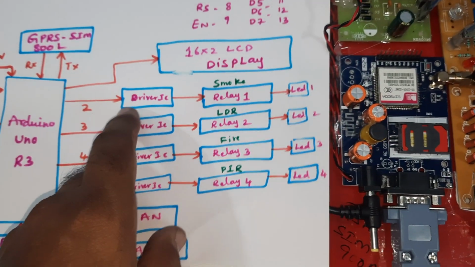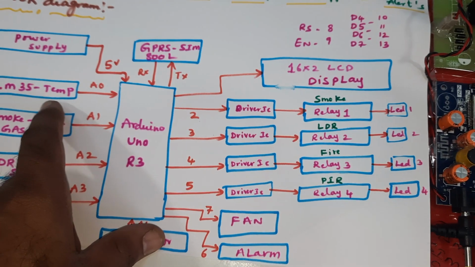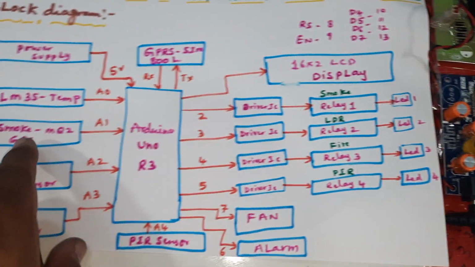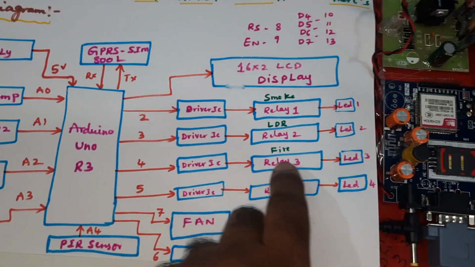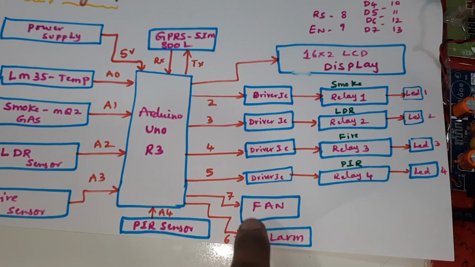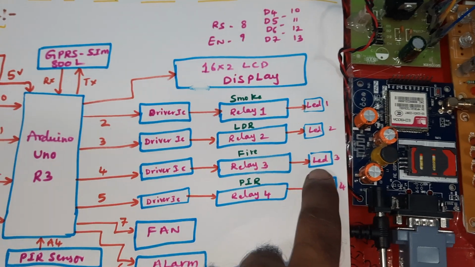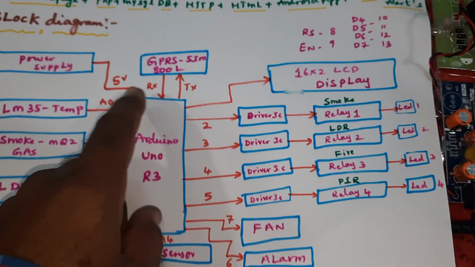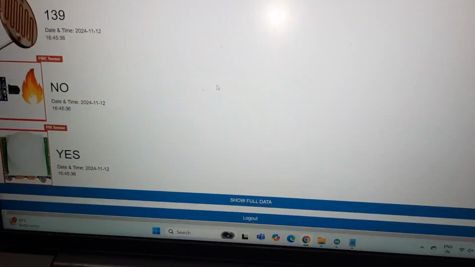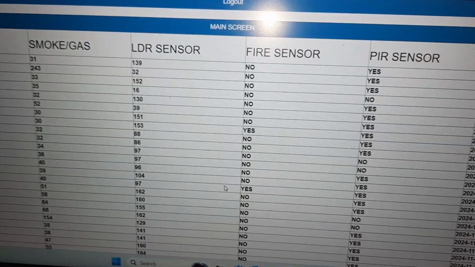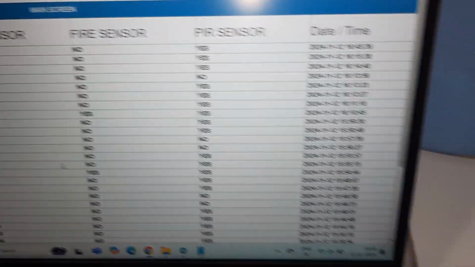For the alerts: the temperature sensor triggers the fan, the smoke sensor triggers an LED, the LDR sensor triggers one LED, the fire sensor triggers an alarm as well as LED 3, and the PIR sensor triggers LED 4. The GPRS modem will send the data to a web server. We can continuously see the logs of temperature data, smoke data, LDR data, fire data and PIR data.